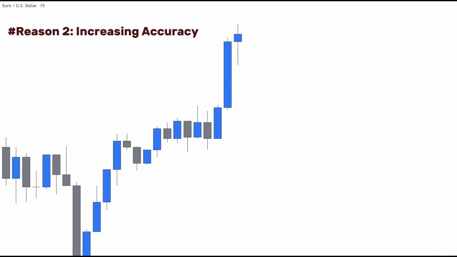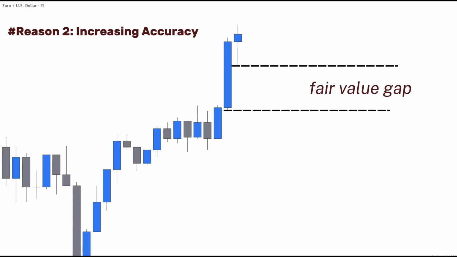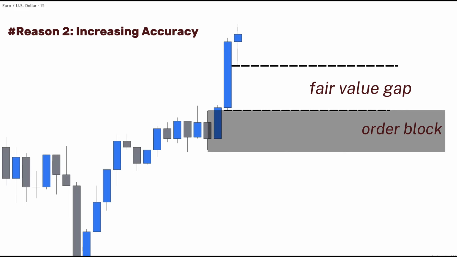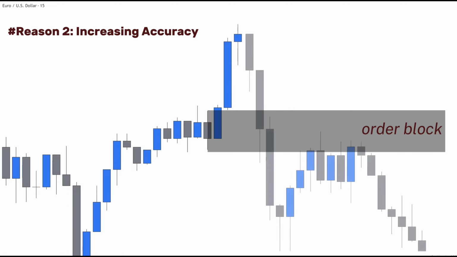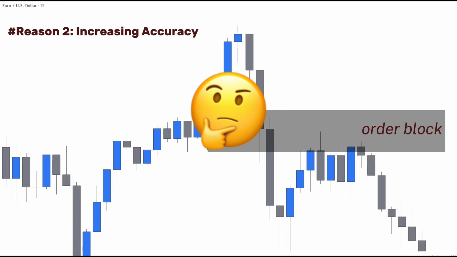Let's take an example. Here on the Euro-dollar 15-minute chart, we had a strong bullish move with a clear fair value gap between the shadows. As a result, we have a valid order block, which is an excellent opportunity to go long. However, the market suddenly changes direction and ignores the demand order block, and your money is gone. In that case, you are wondering, why?